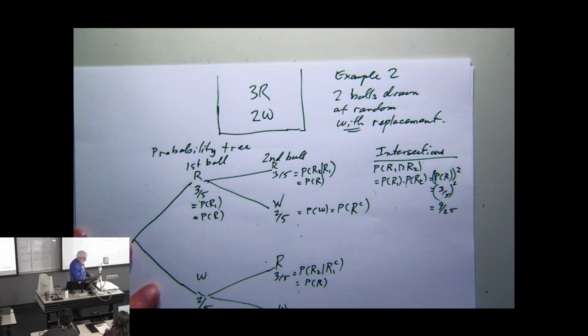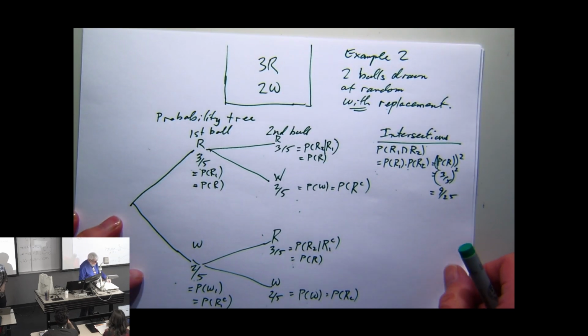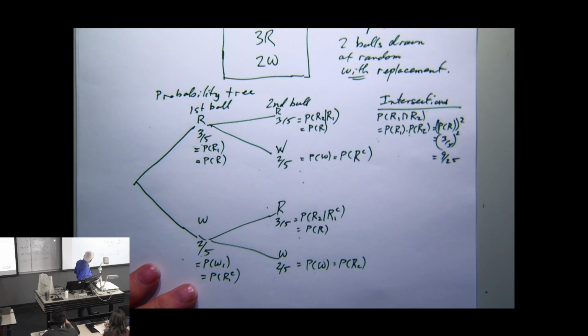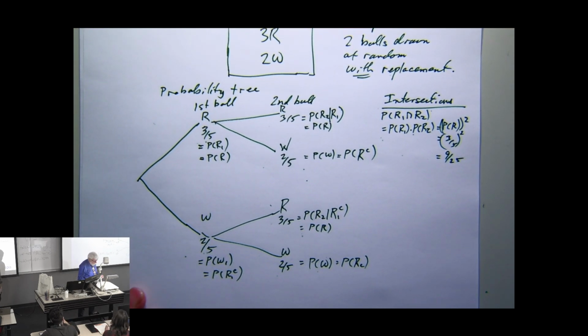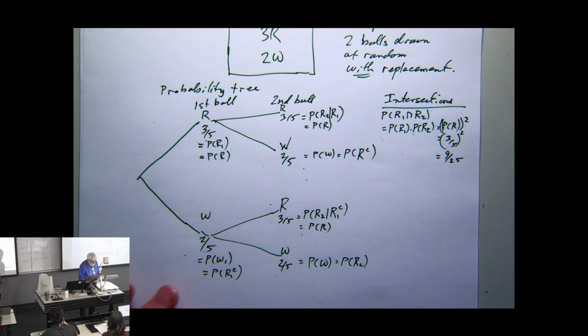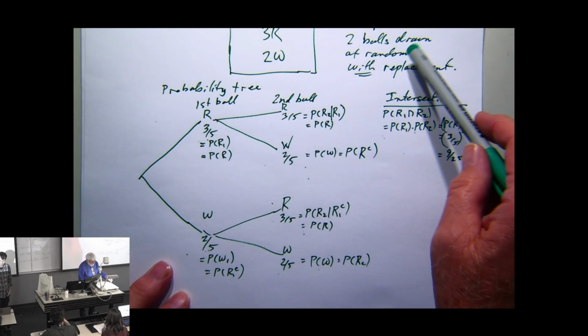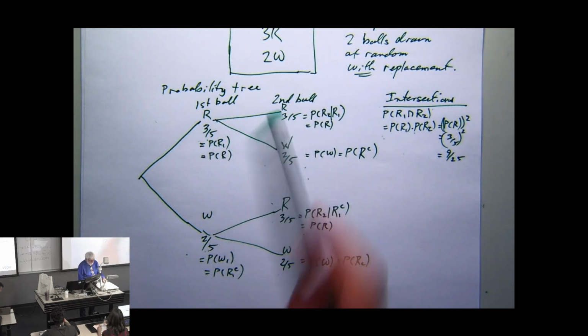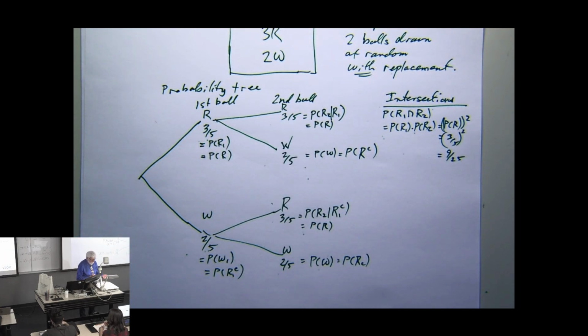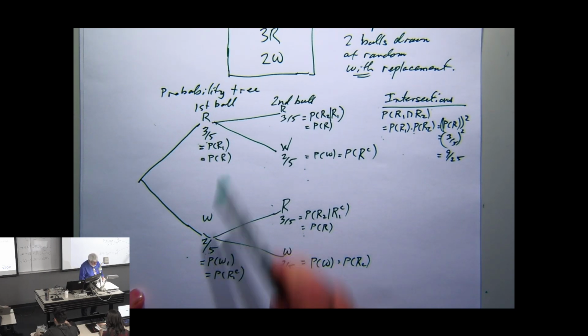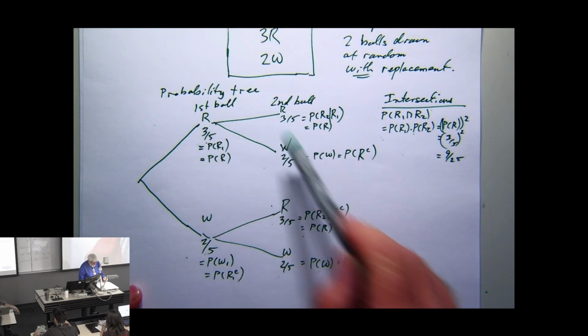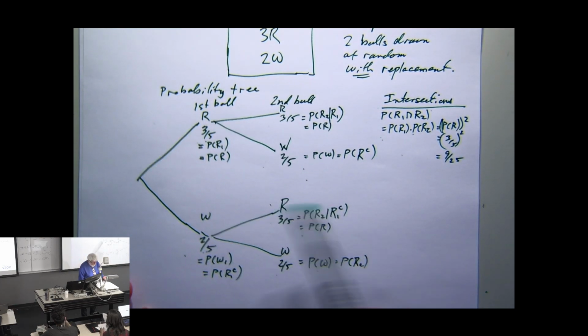And just very quickly, we didn't calculate everything because we left that for you. But the idea is that with sampling with replacement, the probability of a red on the second pull is the same as the probability of a red on the first pull. Similarly, the probability of a white on the second is the same as the probability of a white on the first. But the point is, you've got two different ways of getting one red and one white.